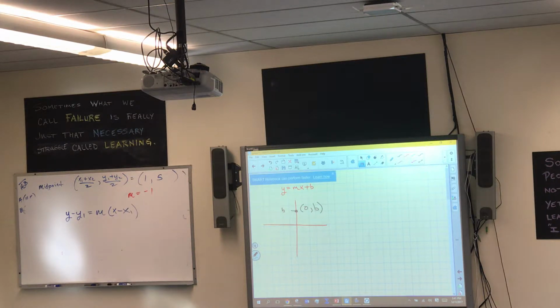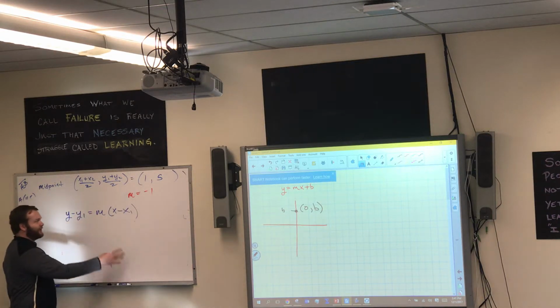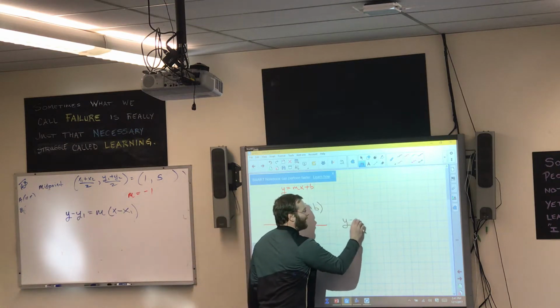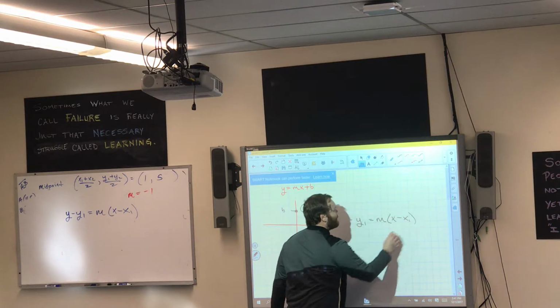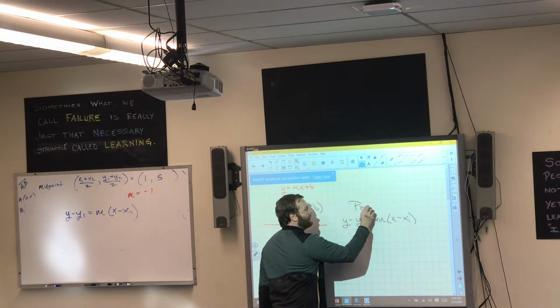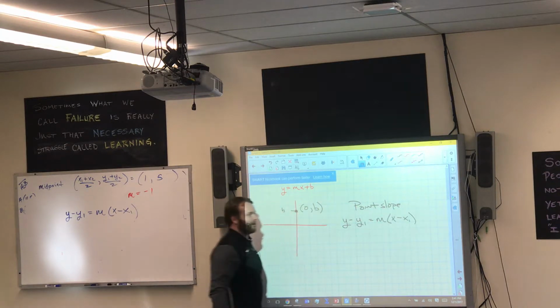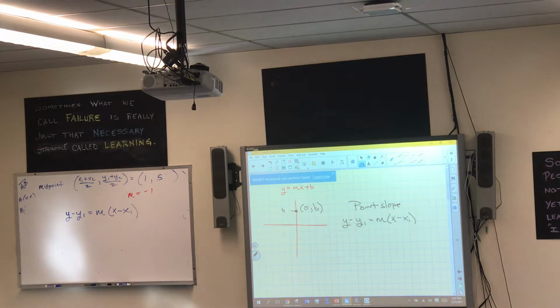Okay? Let's say that I know my slope for my line. Let's just say my slope is m. Let's start filling in the information that we know. If I go y minus y1 equals m times x minus x1. This is referred to as point-slope formula because you need a point that is on the line that you're trying to come up with the equation for, and you need the slope of it.